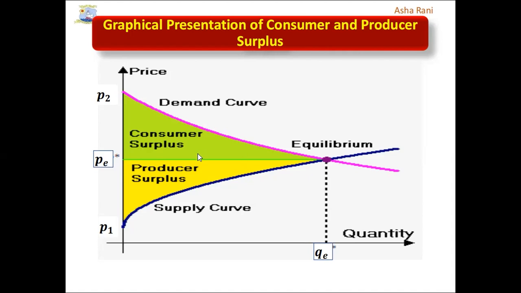That means the area above the equilibrium price indicates consumer surplus, and it depends on the demand function. Similarly, the yellow part, the producer surplus, depends on the supply curve. This is why producer surplus depends on the supply function and consumer surplus depends on the demand function. We have to remember it.